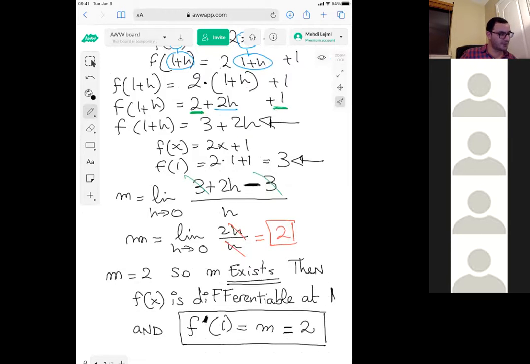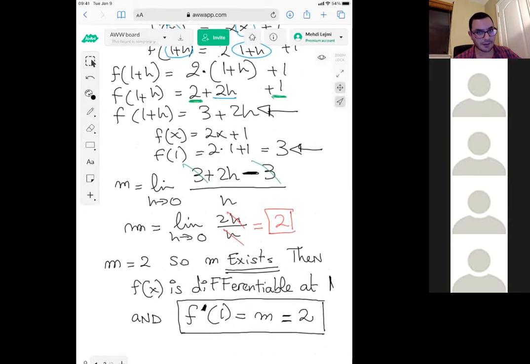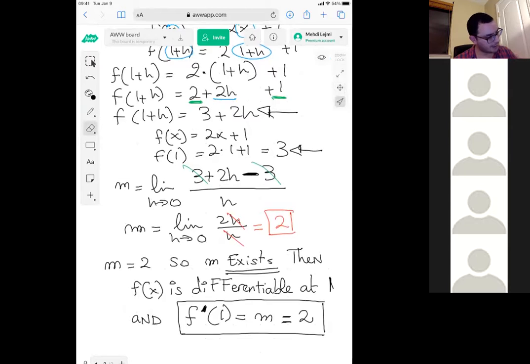Wait, Professor, I can't see the rest. f of x is differentiable at what? At 1. Oh, 1, okay. At 1, right? Because that's our a.